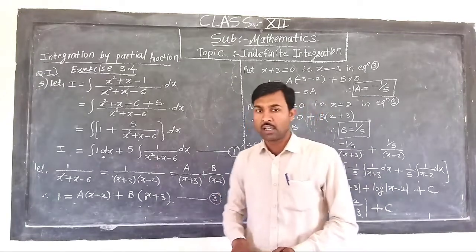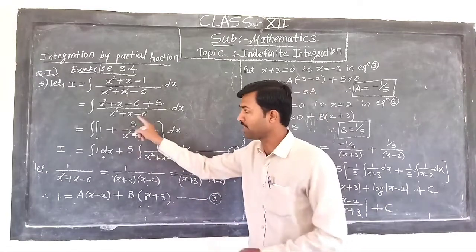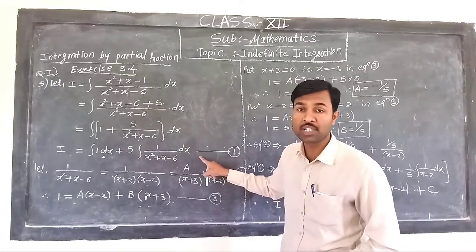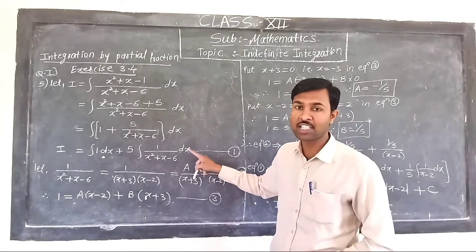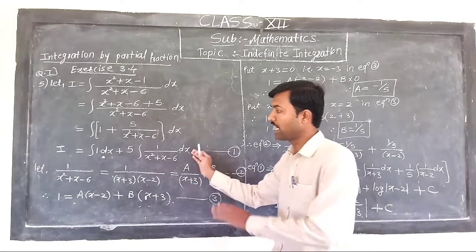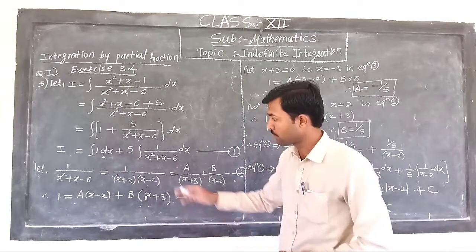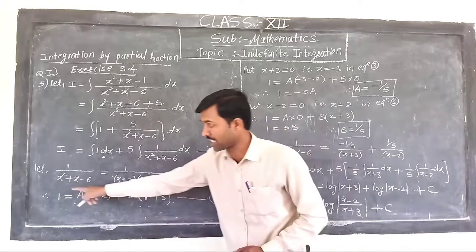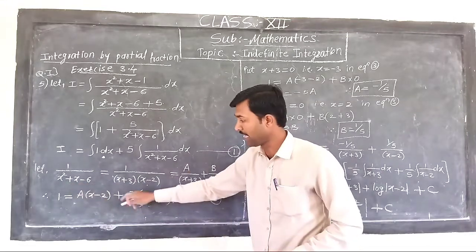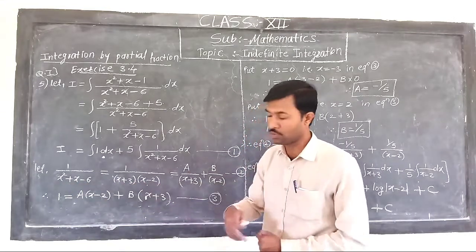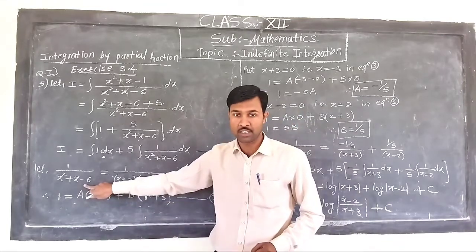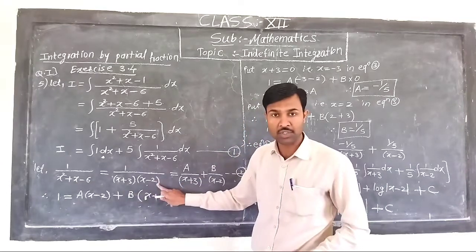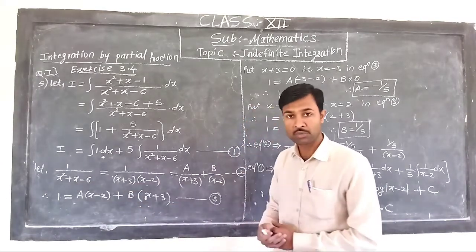Now here I have told you that after taking quotient plus remainder upon divisor, this remainder upon divisor term becomes our proper rational function, and as it is a proper rational function, we have to take it outside of this integration. So I have taken it 1/(x² + x − 6). Now after factorizing this x² + x − 6, we get (x + 3)(x − 2). The factors of −6 which give us +1 are +3 and −2, so it is (x + 3)(x − 2).